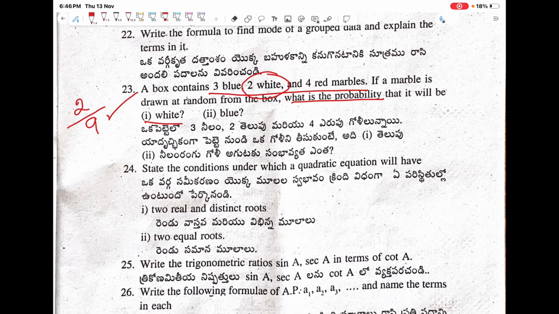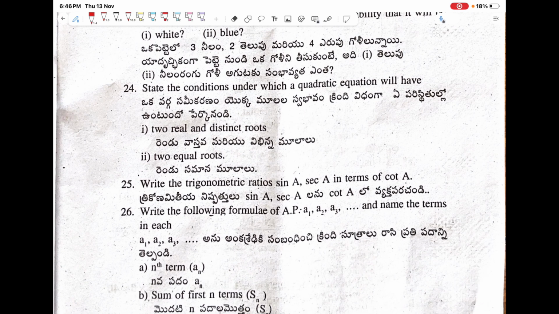For the second one, what is the probability of getting blue balls? Out of 9, how many blue balls are there? 3 blue balls are there. So cancellation occurs, 3 ones are 3, 3 threes are 9. So your answer is 1 by 3. So that's all. A very simple question they have asked you. So 23 is completed. Go to question number 24.